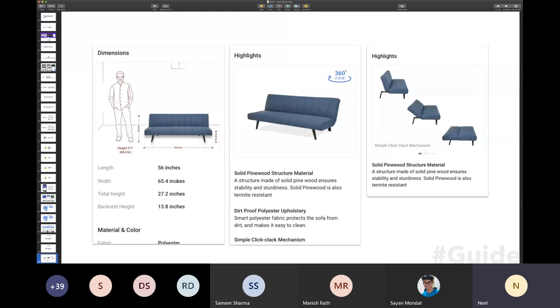Similarly, be visual about what the product is and how it works, instead of just mentioning specifications in a list form. For example, if the backrest height and the total height are mentioned, it's easy for people to imagine from the image that this portion is the backrest height, this portion is the floor height, and that makes the total height. Being visual helps understand what is going on here and it helps people make those decisions better.